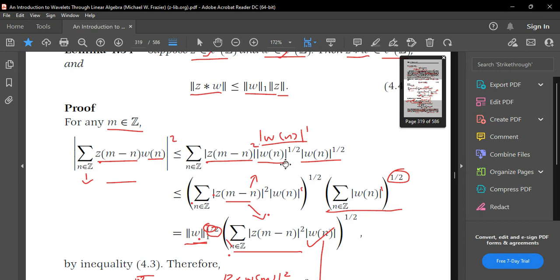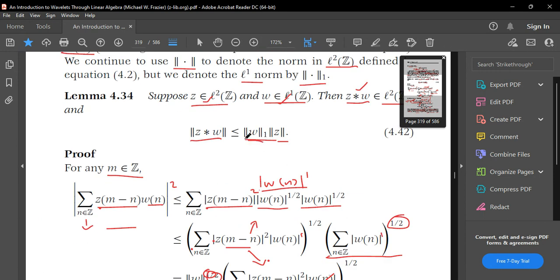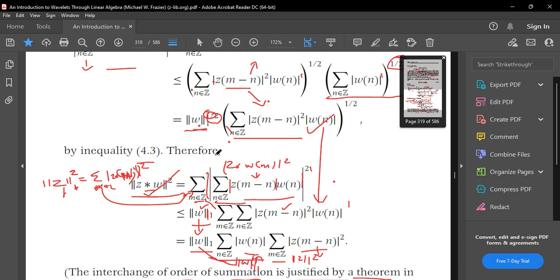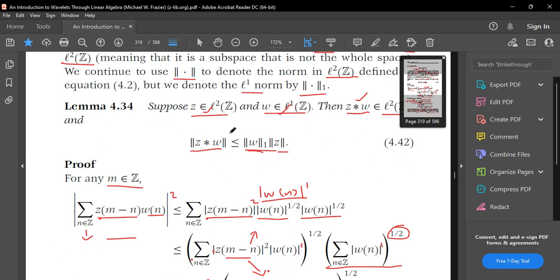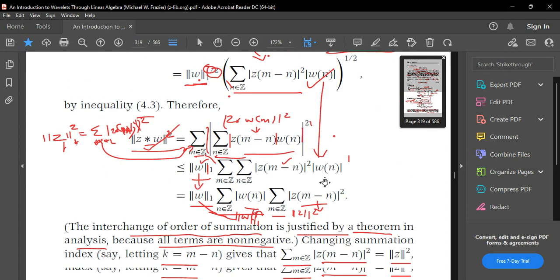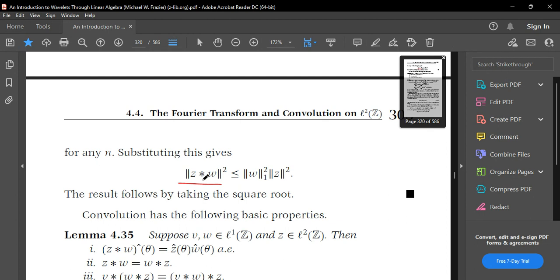That is, we have to prove that this norm 1... Here we have taken this square, so we get norm z squared less than or equal to the square. Since both these items are non-negative, we can take the root and we will get the relation 4.42 that is written here. The norm of z star w squared will be less than or equal to norm w1 squared into norm z squared. The result we have to prove follows by taking the square root.